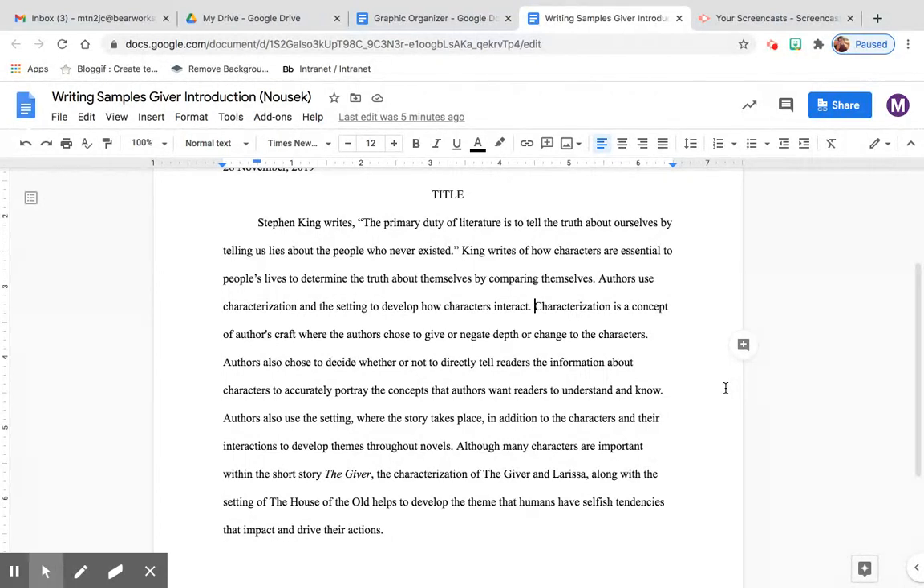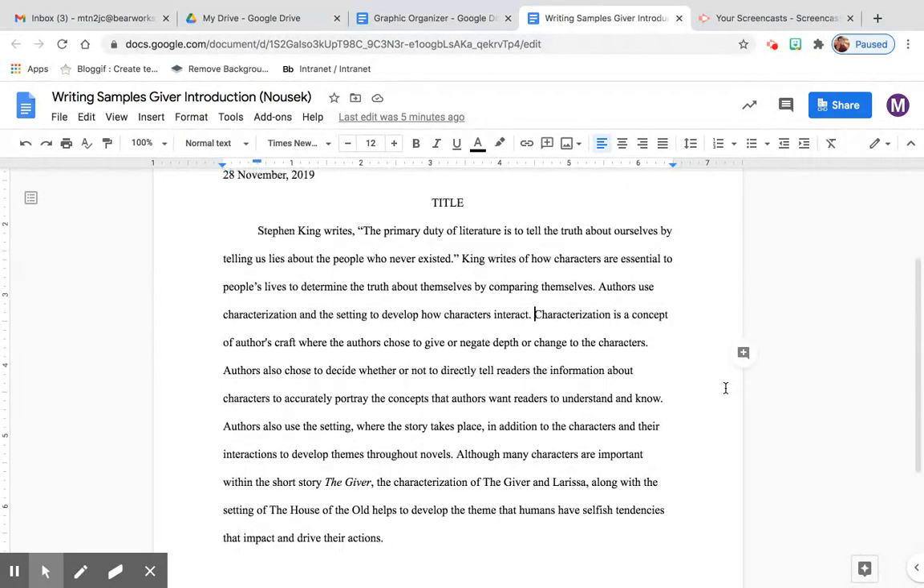Authors also use a setting where the story takes place, in addition to the characters and their interactions to develop themes throughout the novel. Although many characters are important within the story The Giver, the characterization of The Giver and Larissa, along with the setting of the House of the Old, helps to develop the theme that humans have selfish tendencies that impact and drive their actions.